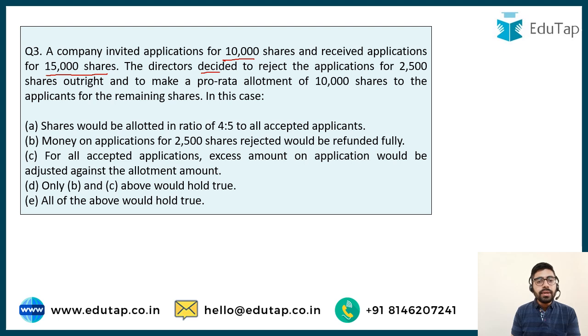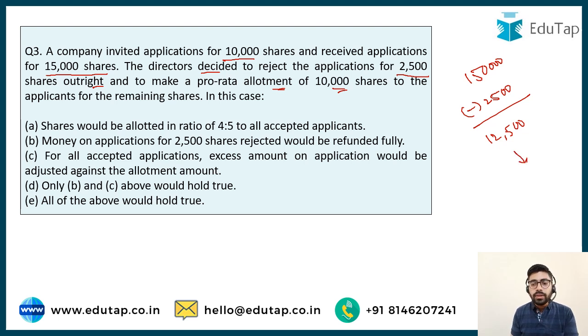Now the directors decided to reject the applications for 2,500 shares outright. So out of the 15,000 applications which were received, 2,500 were rejected then and there only. So out of the remaining 12,500, we made a pro rata allotment of 10,000 shares. So these 12,500 shares were allotted 10,000 shares. Now in this case, which of these statements are true? That is what we have to identify.